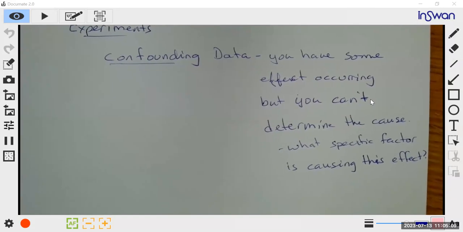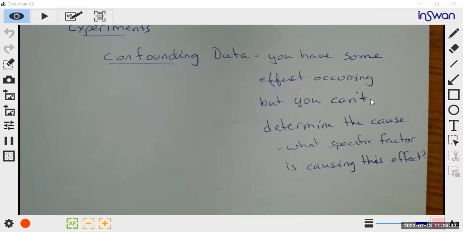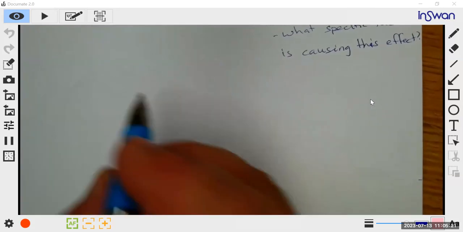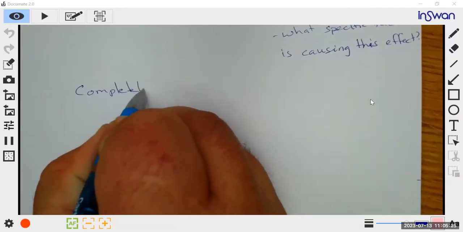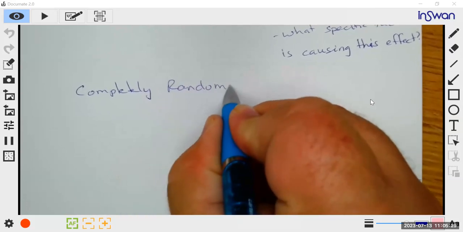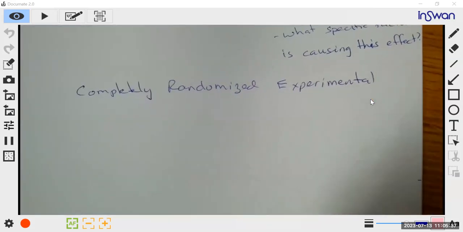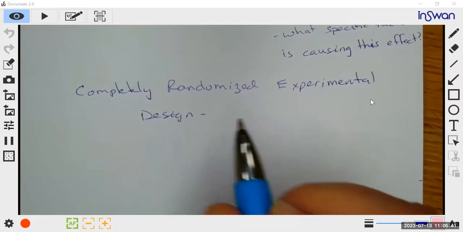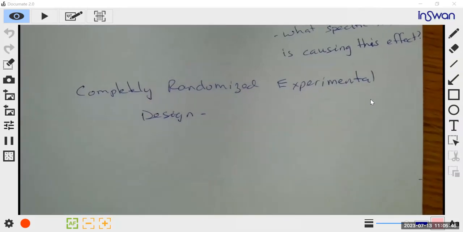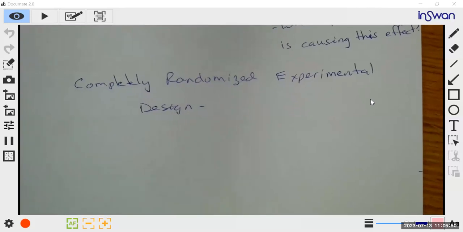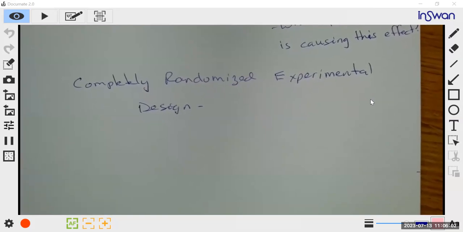It's going to ruin your experiment. So how can you go about avoiding that? You can't fix it because you can't find it. So how do you go around it? You get a completely randomized experimental design. Because what you're saying here is, if you weren't completely randomized when you did the design and you picked your data, you somehow inadvertently affected how the data was chosen or collected.